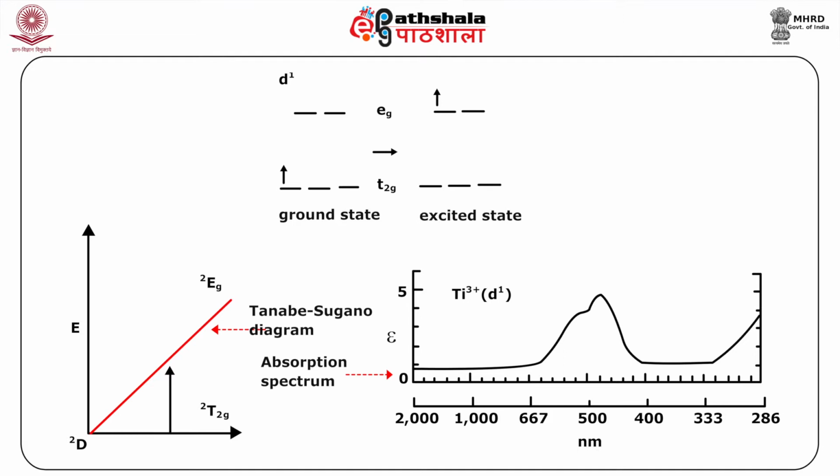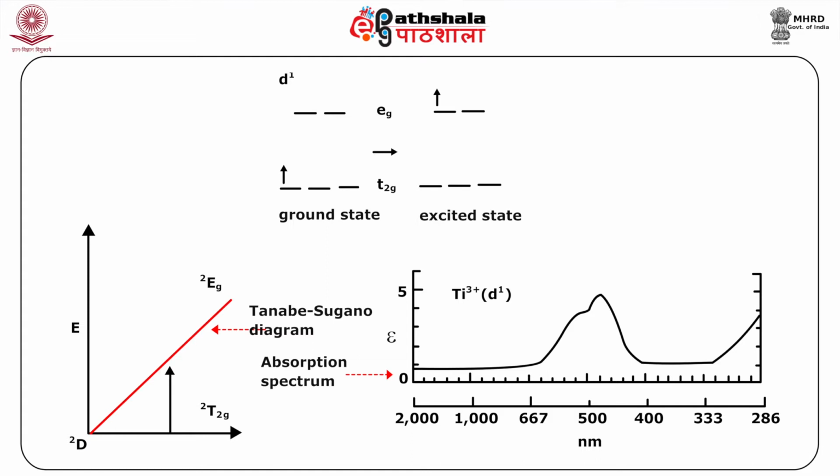The configuration can be represented as t2g1 eg0. Now, the excitation of the electron from the lower t2g level to the upper eg level forms the excited state. The spin multiplicity of the ground and excited state is the same, and hence the transition from the ground to the excited state is a spin allowed transition.